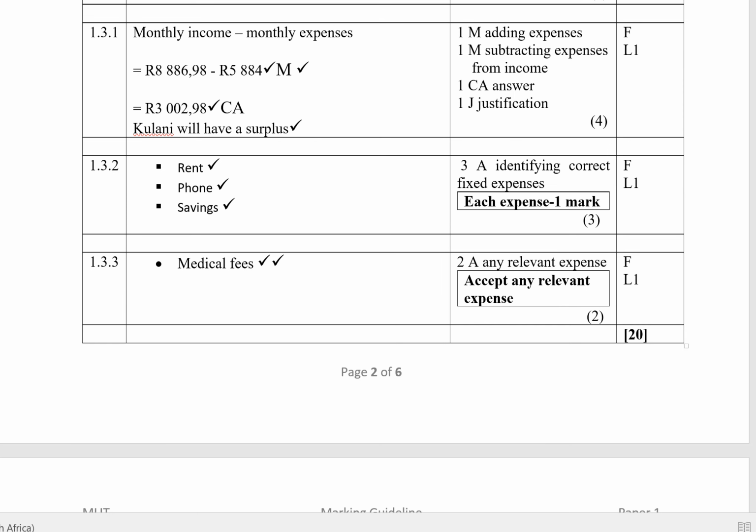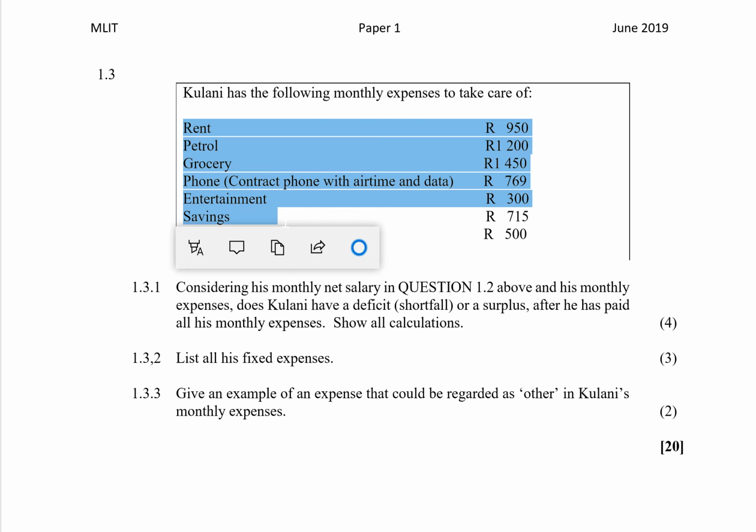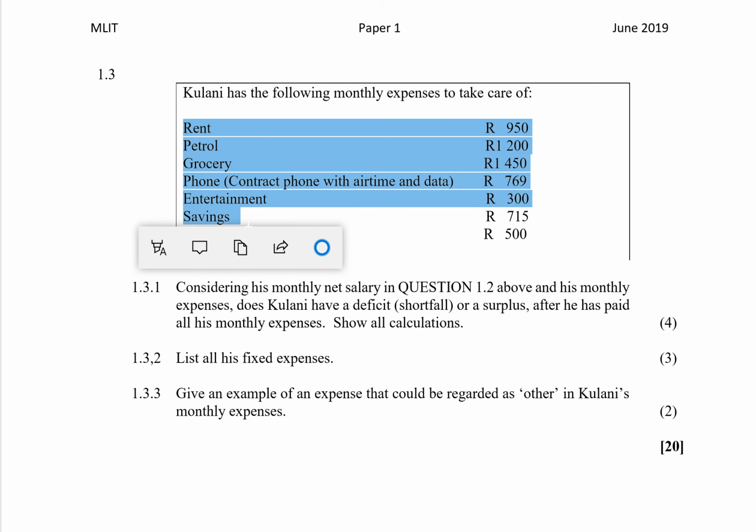So what else can be regarded as other expenses for question 1.3.3? So in the memo, they've given the answer as medical expenses. Anything that doesn't fall under any of these previous categories could be considered as other expenses. You can say something else, for example, an airplane ticket or a train ticket or public transportation, Uber, or anything like that, or any other relevant expense, anything that will not fall under the previous categories.